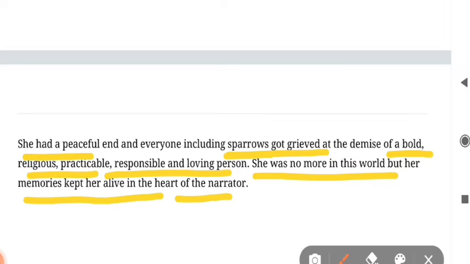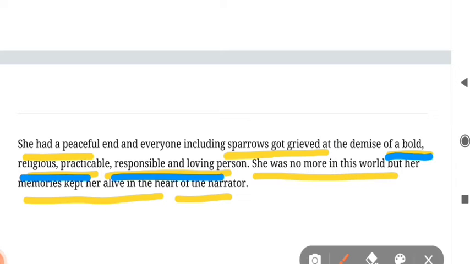So here in the last part you can say there is a characterization of how she was. She was a bold lady, religious, practical, responsible and loving person. These are a few things which I have highlighted with separate colors, so you need to focus on them a lot, right? So this was the whole chapter in which the narrator has discussed how strong a woman can be for the positive result of someone she loves.